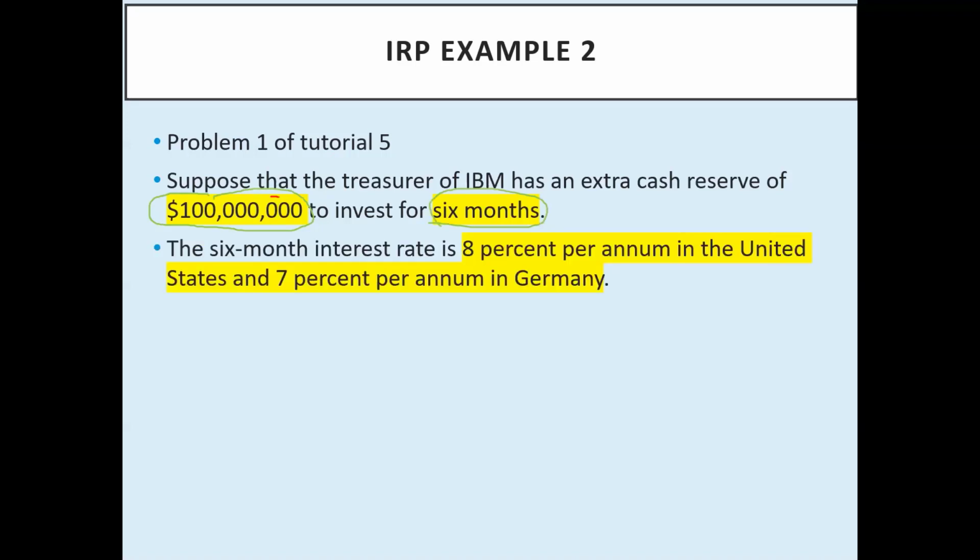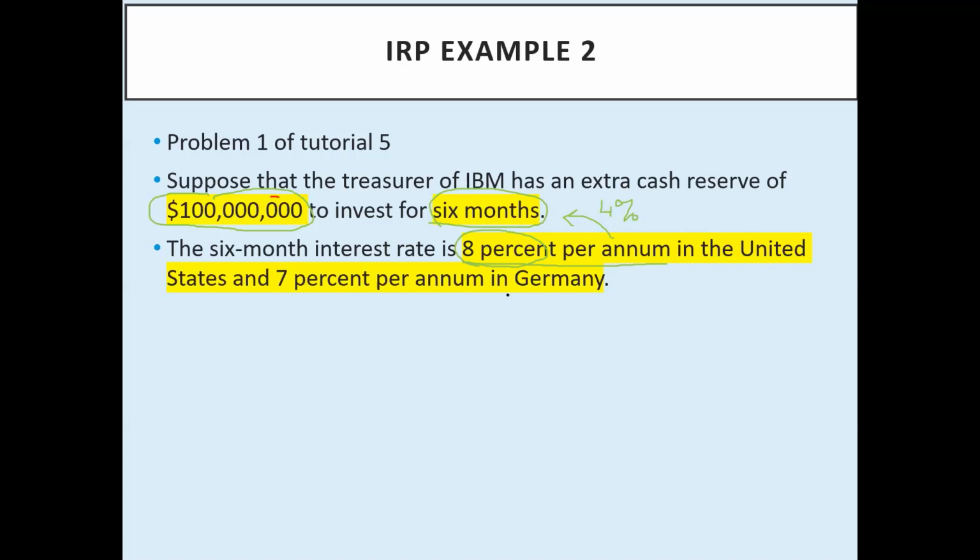I'm looking at two different investment options. If I invest in my home country, which is the US, I can get 8% per year. So if my interest rate is 8% per year, that means for 6 months, I will get 4%, okay? You need to be careful here with the time horizon. Normally, the interest rate is quoted on a per annum basis, but sometimes our investment horizon is a bit different, okay? In this case, the investment horizon is 6 months, so I will take half of the interest rate.